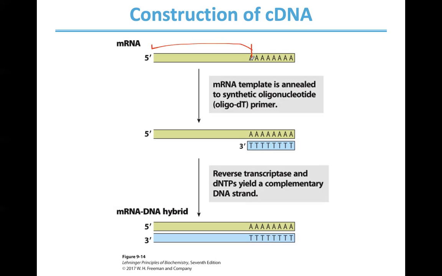So using this as a template, then you can synthesize the hybrid. You can see here the primer, which is a poly-T, oligo-dT. Oligo-dT will allow you the synthesis in a 3' direction. This will be the messenger RNA-DNA hybrid.